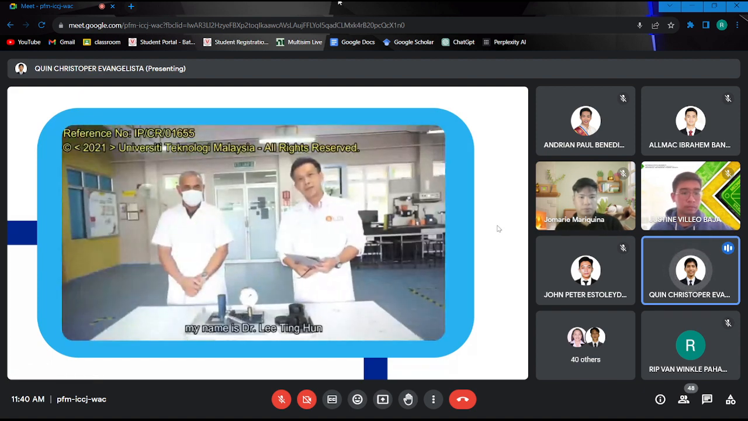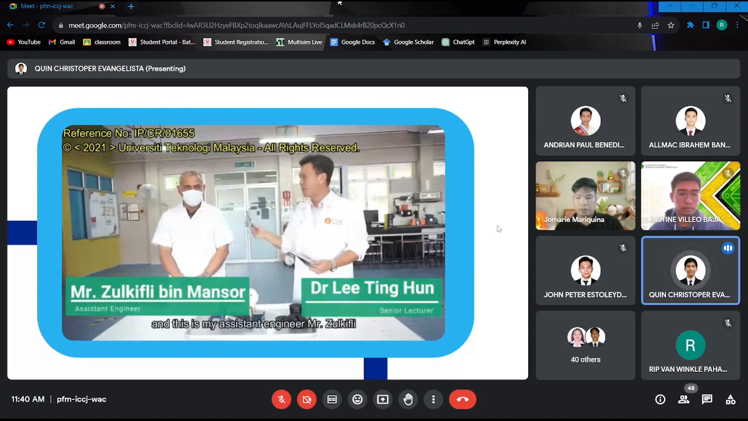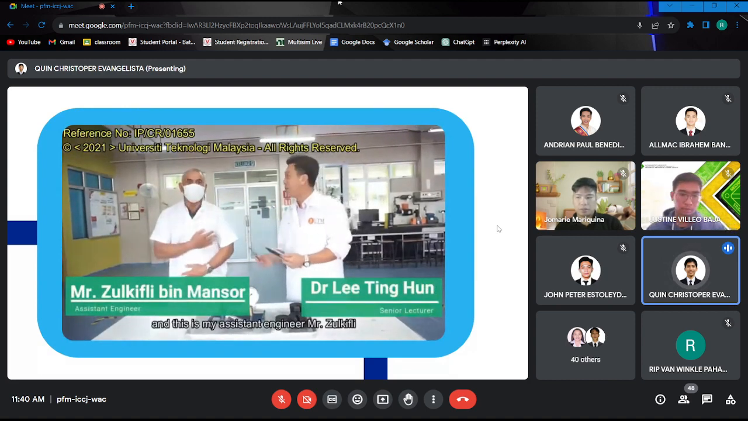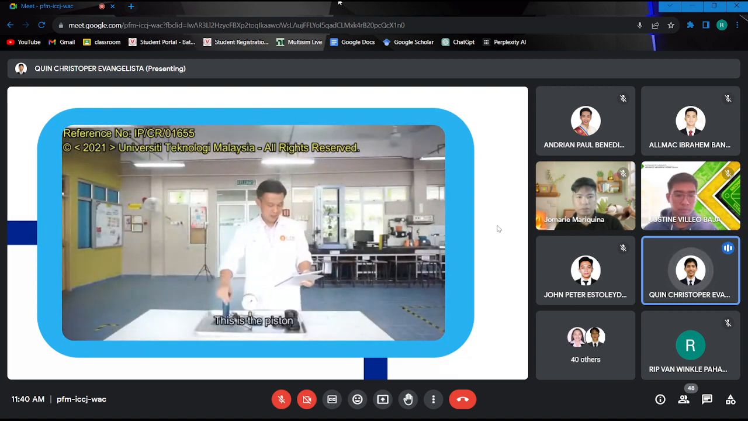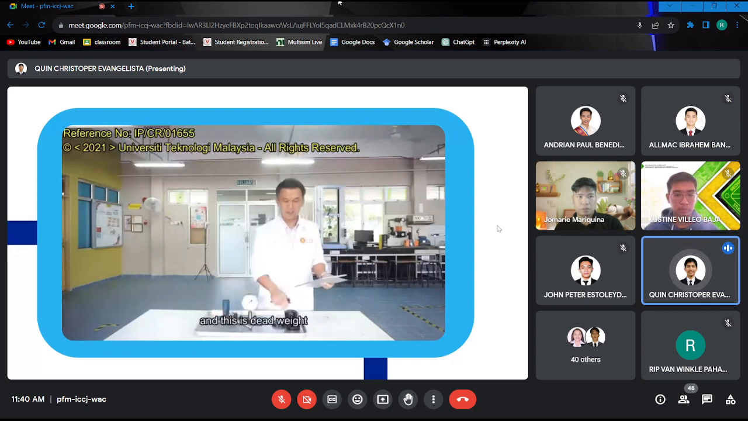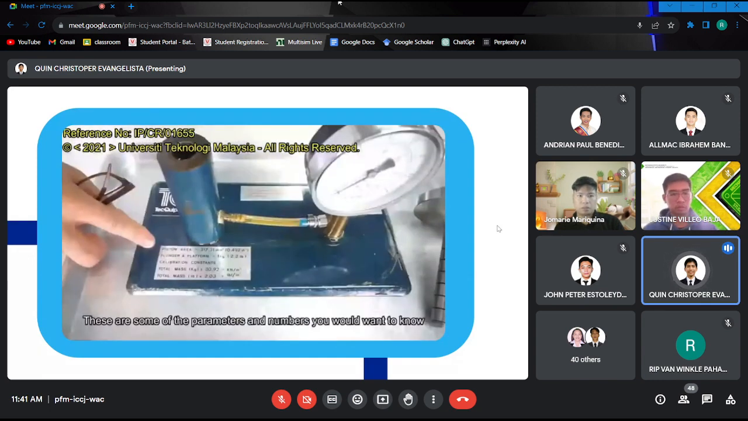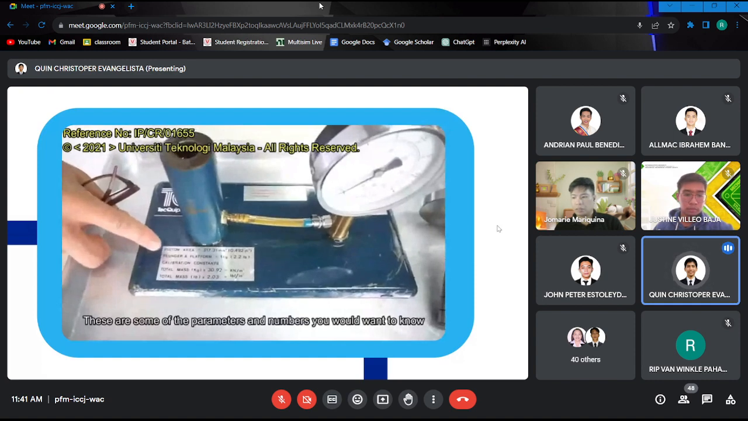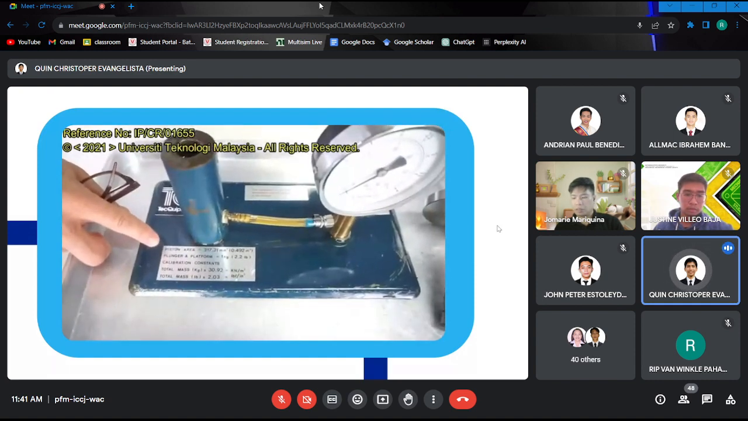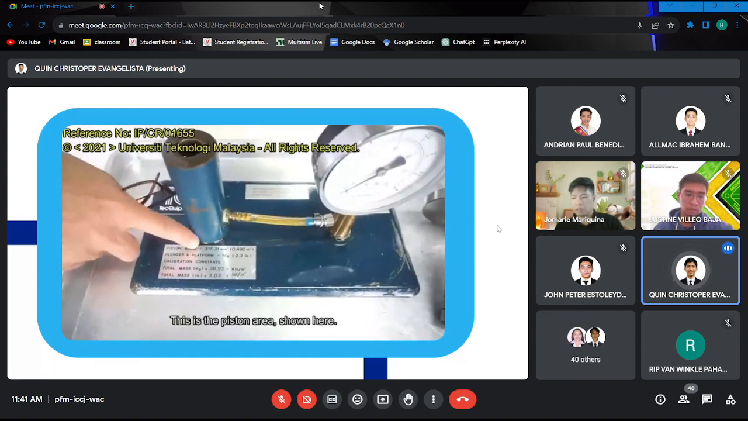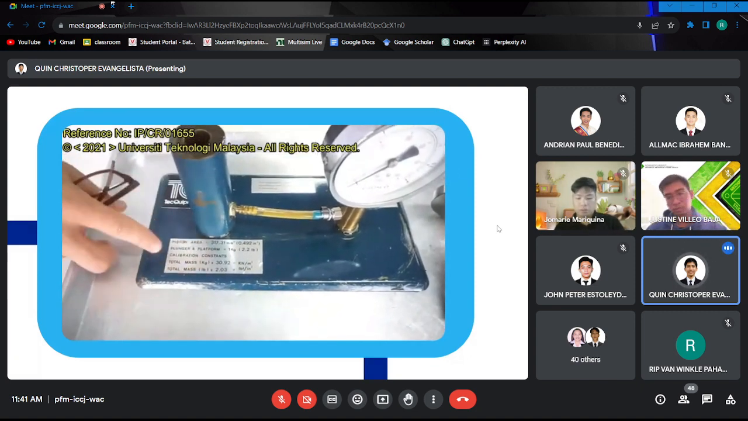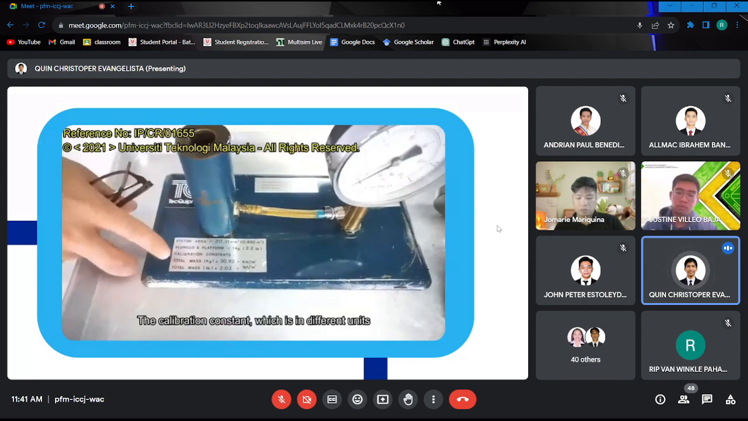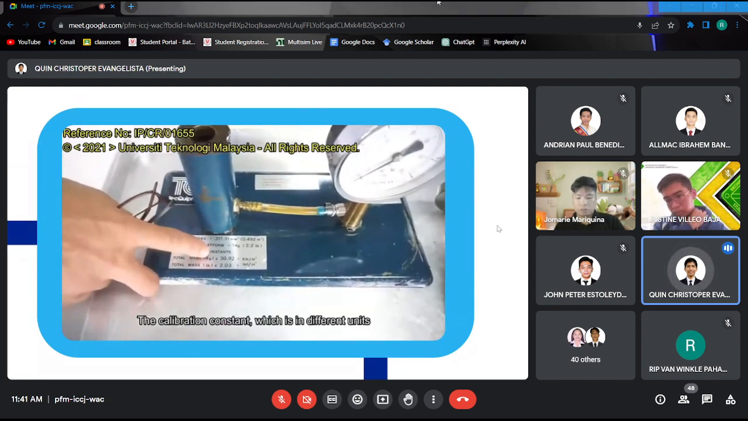Hey everyone, my name is Dr. Lee Kingwood and this is my assistant engineer, James Moffitt. To begin, allow me to go through the apparatus with you. This is the water vapor pressure gauge. This is the distance and this is the vapor. These are some of the parameters and numbers you would want to know. This is the piston area, short gear, flange and platform weight. The calibration constant, which is in different unit.